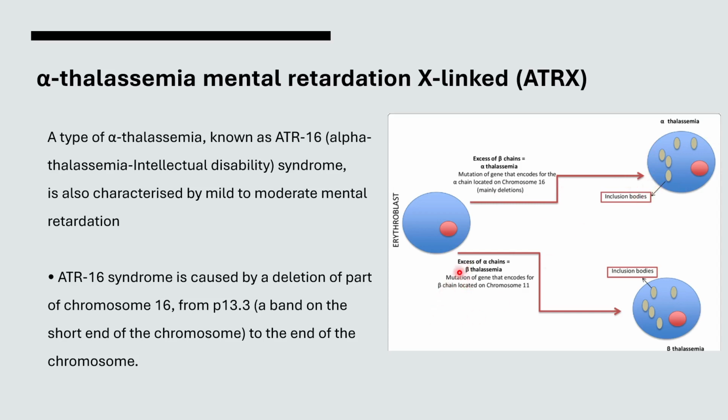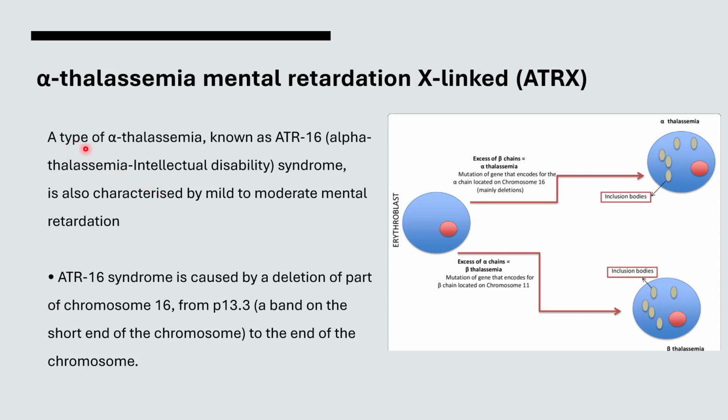Fine. Next, if there is an excess of alpha chains, that leads to beta thalassemia, a mutation of the gene that encodes the beta chain, located on chromosome 11. So the mutation of the gene for the beta chain is located on chromosome 11, and the mutation for the alpha chain is located on chromosome 16. A mutation in the beta chain, which leads to excess of alpha chains, is called beta thalassemia. Fine. So there are two types of thalassemia. Now we have discussed it completely, and I guess everyone is clear.